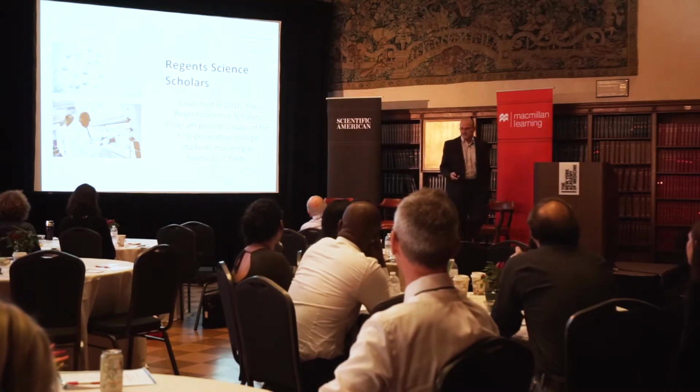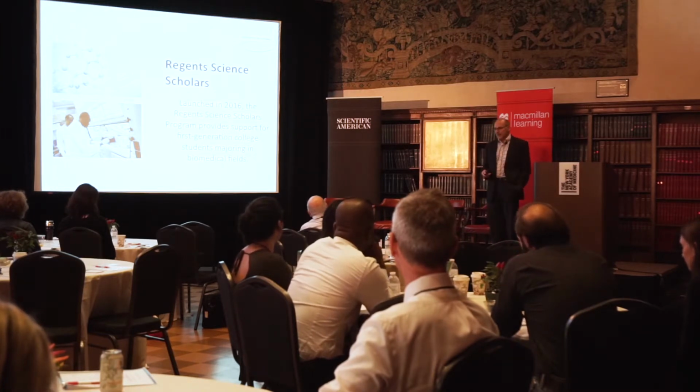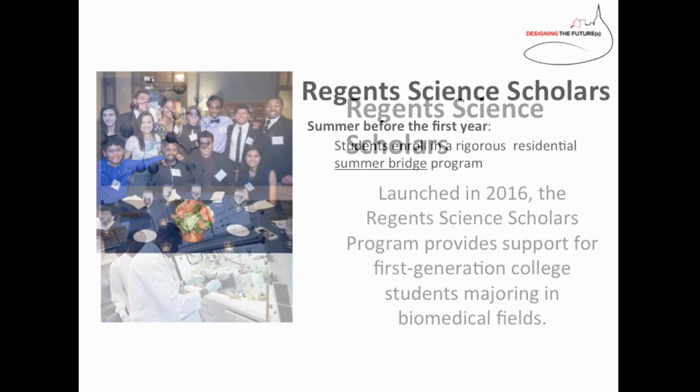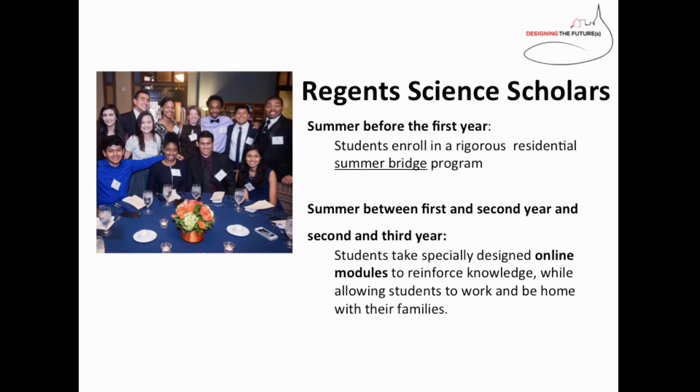So I want to finish by telling you a story about the imprint of integration. And unfortunately, this is the part that's about wine. So this is a quick story about the Regent Science Scholars Program that we started at Georgetown 3 years ago for the purpose of supporting first-generation low-income students to succeed in STEM. It has two key parts, a summer bridge program, as many people have, and then over each summer for the remainder, an online community where students not only communicate with each other while they're home with their families, but take a series of skills modules to strengthen knowledge for their upcoming courses in the next year.